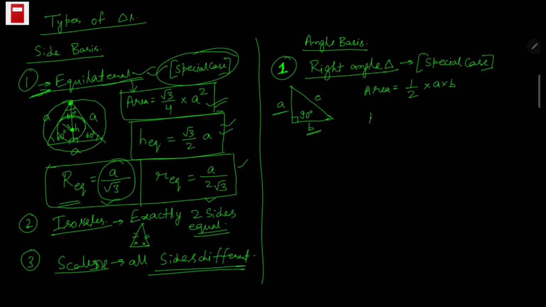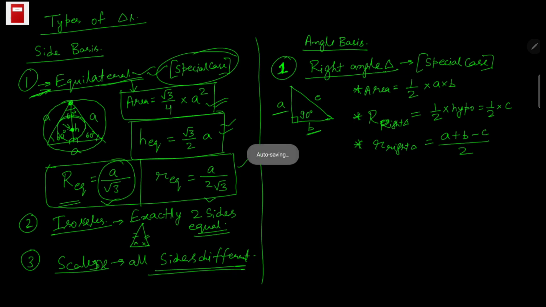Right. Secondly, the circumradius of a right angle triangle is equal to half of the hypotenuse. Once again, the same dialogue I'll put. Whether you are good with geometry, whether you are good with triangles, doesn't matter. For a right angle triangle, these properties should be absolutely clear the moment you hear the name. Okay. Inradius of a right angle triangle, that is a plus b minus c by 2. Okay. So these three things about a right angle triangle should be absolutely clear.